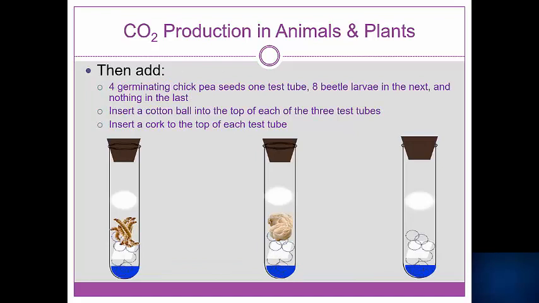These materials are used to provide a platform on which our organisms will be placed. We now add 8 beetle larvae to one tube, 4 germinating peas to another tube, and nothing to the last tube. This tube will be our control. The reason we add 8 larvae but only 4 peas is because the peas have about double the mass of the larvae. So by adding twice as many larvae, we have approximately the same mass of each organism in each tube. We then add a cotton ball to each tube to help trap the carbon dioxide in the lower part of the tube, and then seal each tube with a cork.